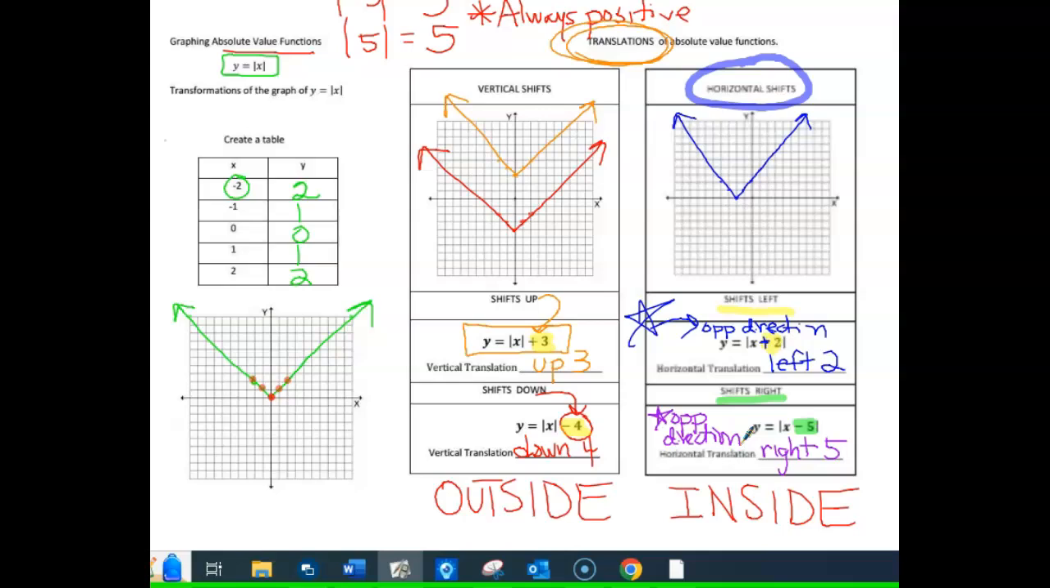So on this one, instead of starting at 0, 0, I would count over to the right 5 and start with my vertex point. And go up 1, right 1, up 1, right 1. Go back to the vertex, up 1, left 1, up 1, left 1, and make my V. So in the front of this note sheet is how you tell if your V, your absolute value, is going to shift up or shift down.